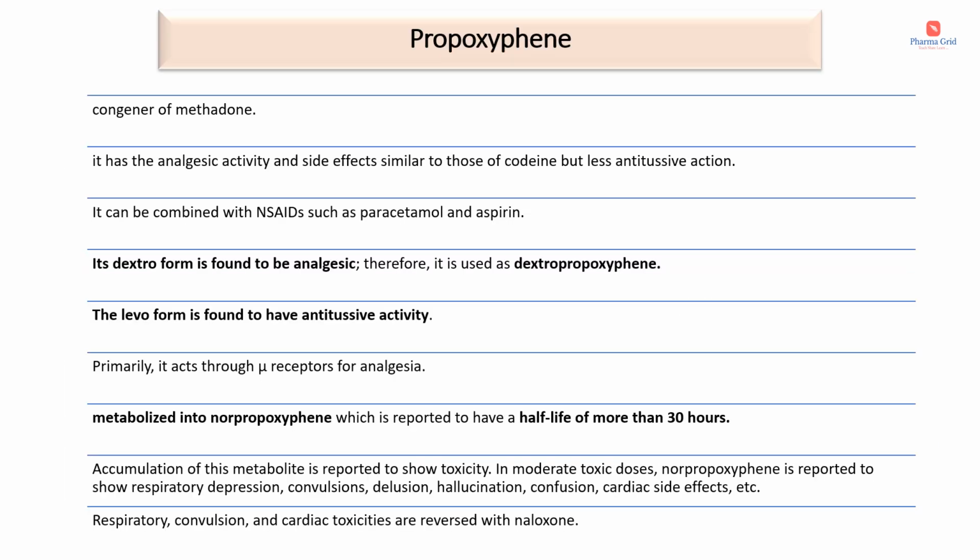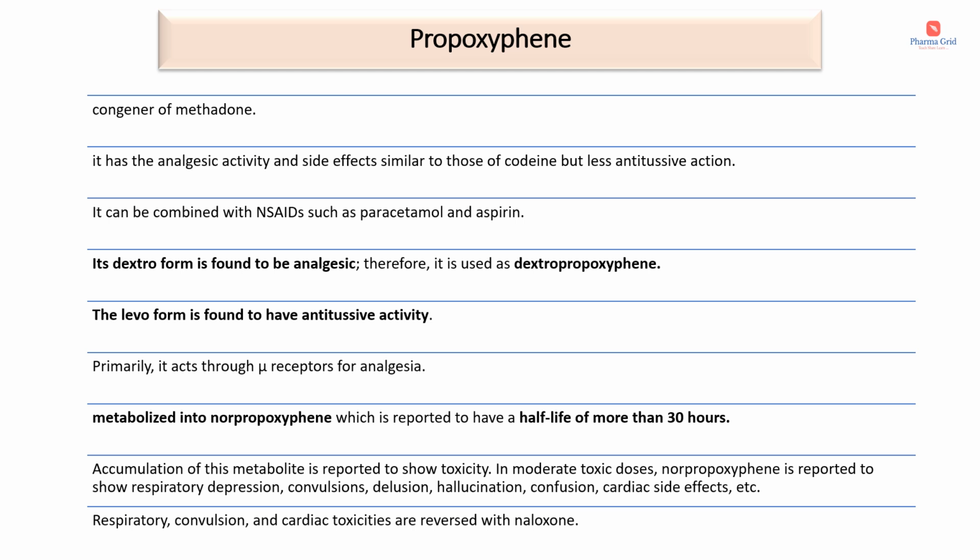The next drug is propoxyphene, which is a congener of methadone. It has analgesic activity and side effects similar to those of codeine, but less antitussive action. It can be combined with analgesics such as paracetamol and aspirin. Its dextro form is found to be analgesic, therefore it is used as dextropropoxyphene. The levo form is found to have antitussive activity. Primarily, it acts through the mu receptors for analgesia.